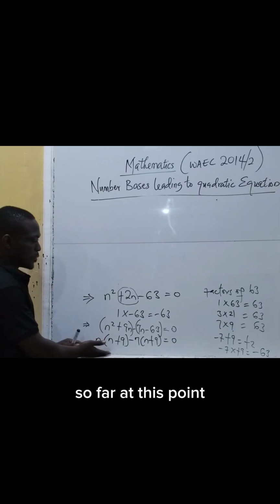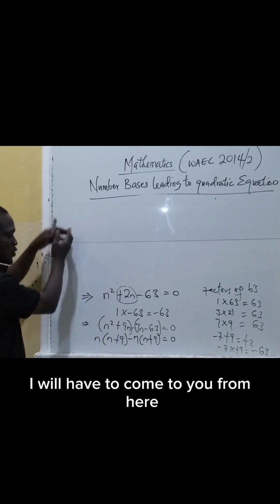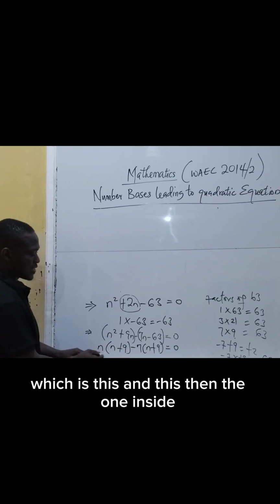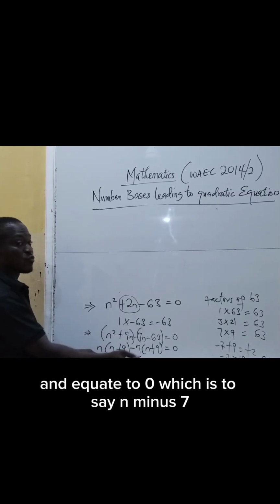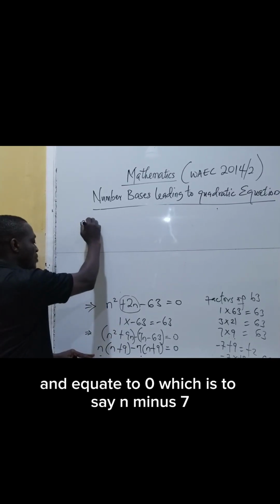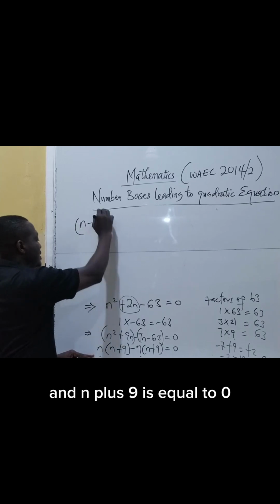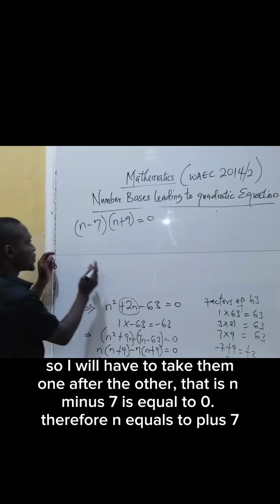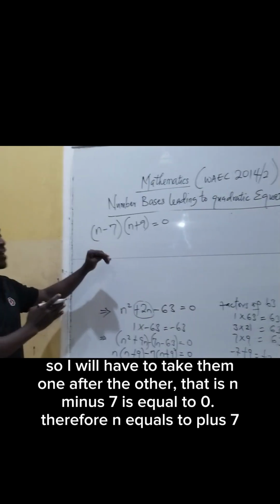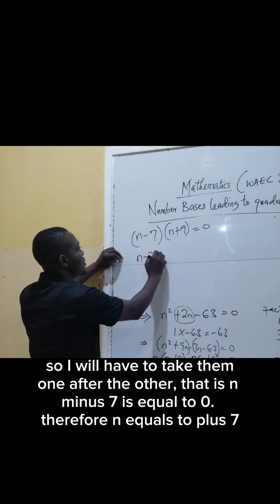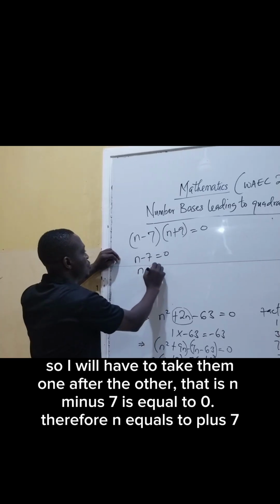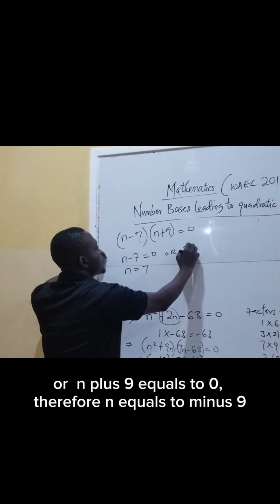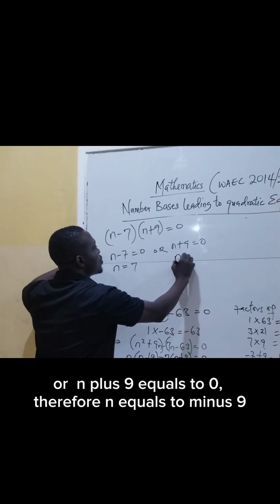So at this point, I will have to continue from here. I will bring out the ones outside, which is this and this, then the one inside, and equate to 0. That is to say, n minus 7 and n plus 9 is equals to 0. So I will have to take them one after the other. That's n minus 7 is equals to 0. Therefore, n is equals to plus 7, or n plus 9 equals to 0, n equals to minus 9.